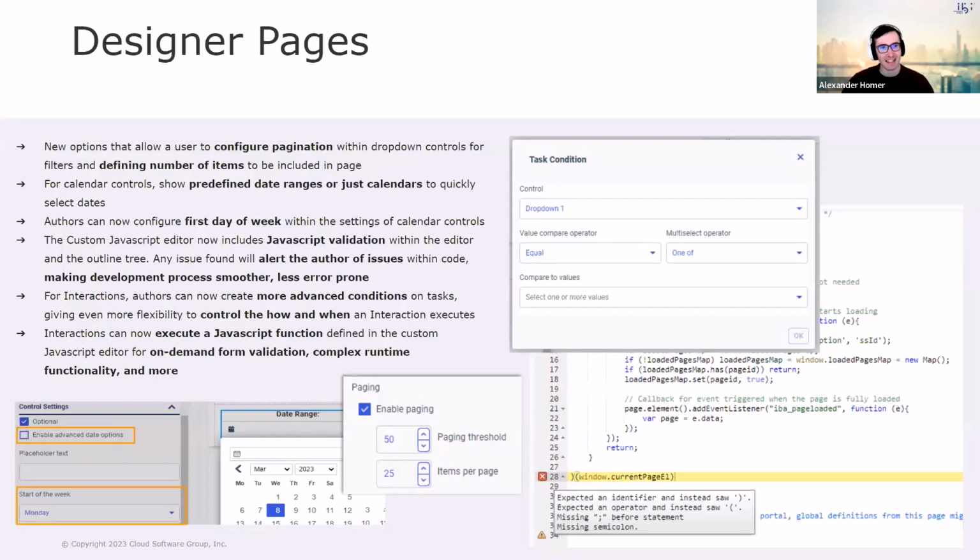And then, as Angie mentioned before, we made some updates to interactions and JavaScript as well. So for interactions, I think we made some really great enhancements. One of them is the ability to apply conditions to tasks. What that means is that if you have filter controls in your page, you can make it so that the task executes differently for each filter control or based on the filter control selection.